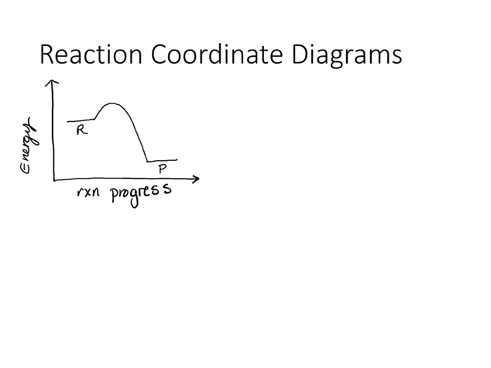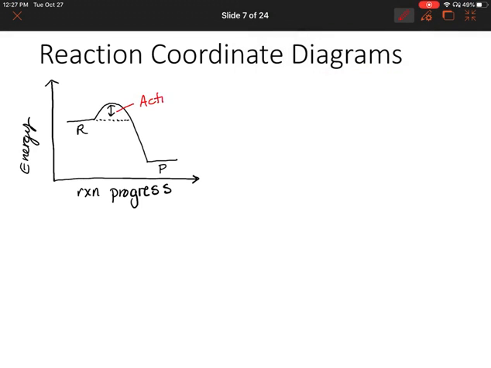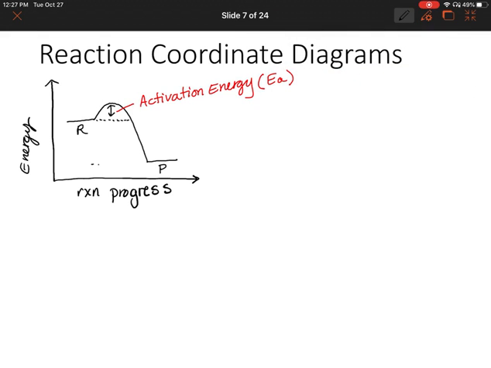So there's a couple of terms you might remember from general chemistry. So the difference between the reactant energy and the top of this barrier is called the activation energy. And this is abbreviated EA. And then the difference in energy between the reactants and the products is called Gibbs free energy. Oh, delta G, Gibbs free energy.